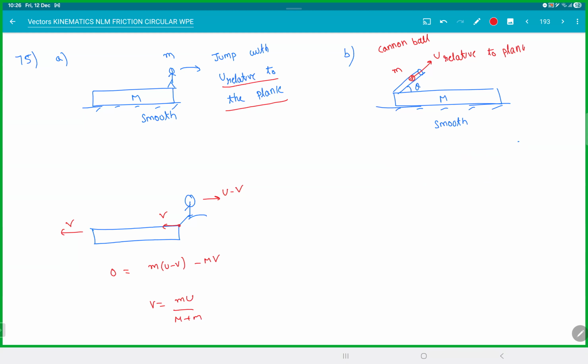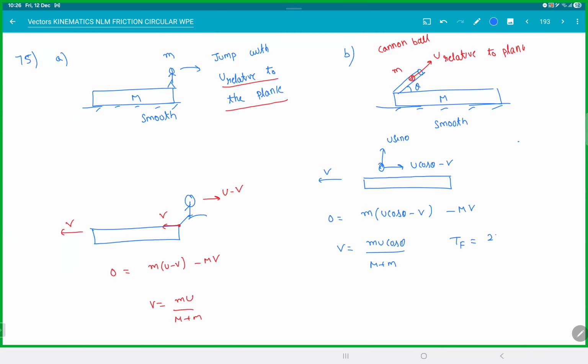Same thing here. When this is fired, the plank goes back with v. The cannonball's vertical component will be u sine theta, but the horizontal velocity becomes u cos theta minus v. So when you conserve momentum, you conserve for that (u cos theta minus v) and minus Mv. We get v is equal to mu cos theta by (m plus M). Your time of flight will depend only on the vertical component, 2u sine theta by g. Therefore, range will be your horizontal velocity, which is u cos theta minus v, into time of flight.